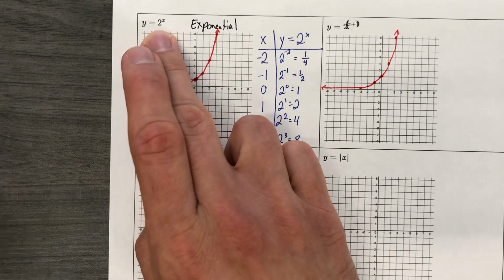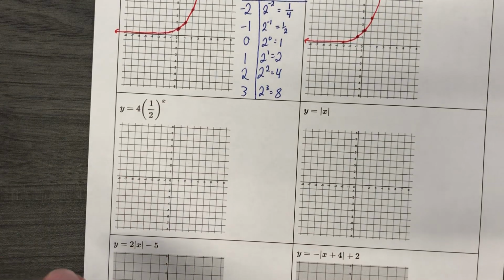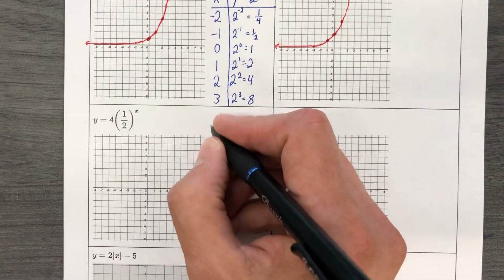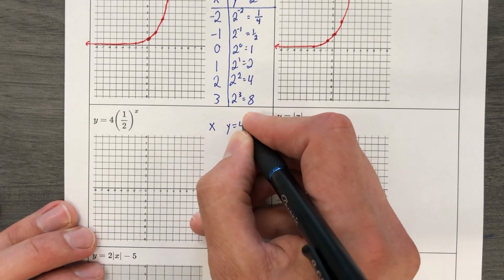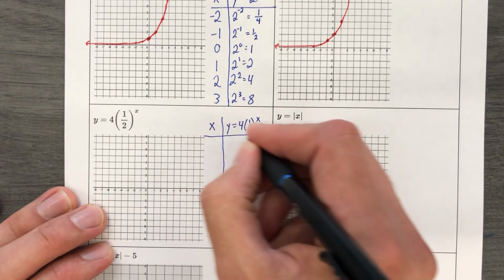Because this could be a 2, it could be a 3, it could be a 1/2. This one's 1/2, but then there's a 4 in the front. So let's make a table of values on this one. We won't do a table of values on that one. Y equals 4 times 1/2 to the x. There we go.